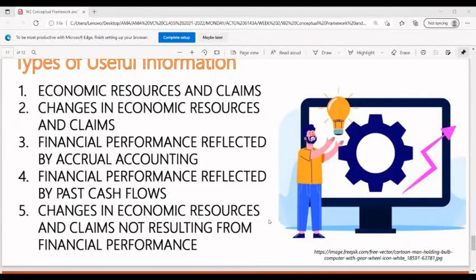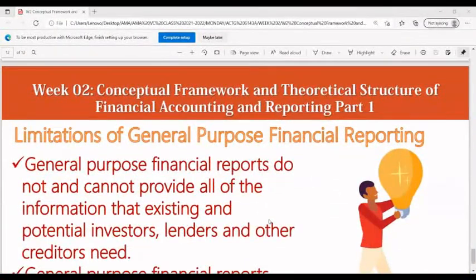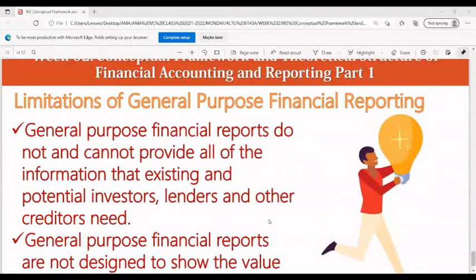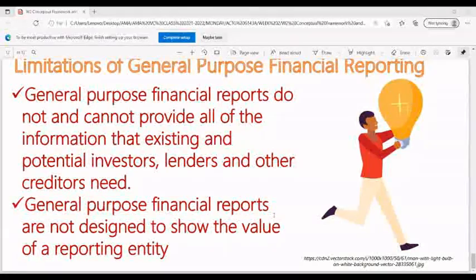Limitations of general purpose financial reports: they do not and cannot provide all the information that existing and potential investors, lenders, and other creditors need. General purpose financial reports are not designed to show the value of a reporting entity.